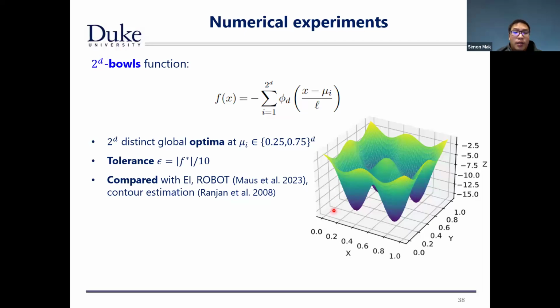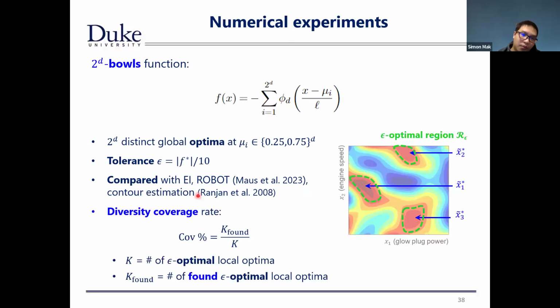Okay. And so we set this tolerance to be just equal to this, and then we compare with some of these existing methods in the literature. So for example, this EI, which is just targeting the pure optimization of F, and this existing method called robot. And we're just going to compare this with this baseline of just tackling contour learning without improvement and see how well that does there. Okay.